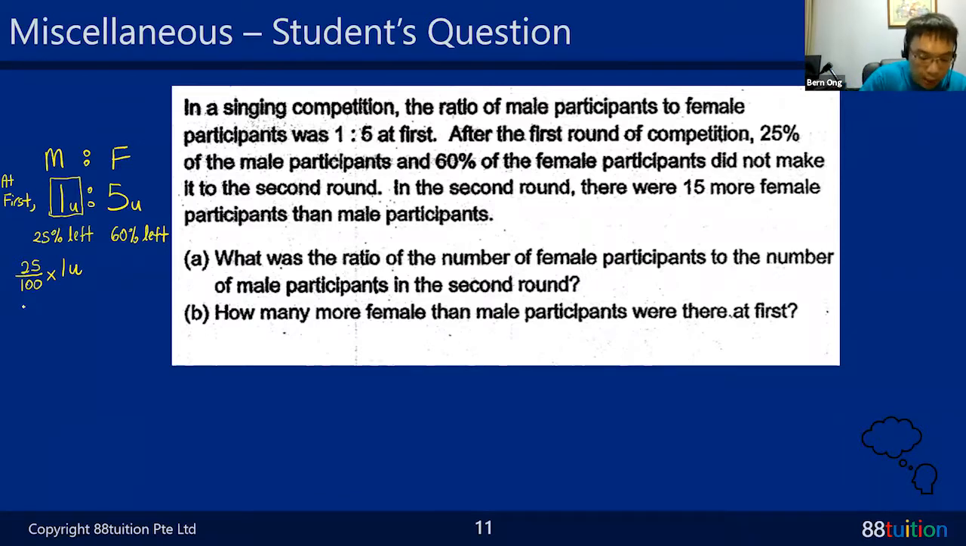Thanks, Victoria. All right, so 25 over 100 times 1. You press your calculator. 25 over 100 times 1. That will give you 1/4 unit. So 1/4 unit left. Because, why?